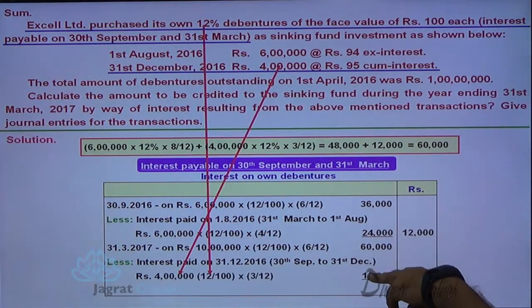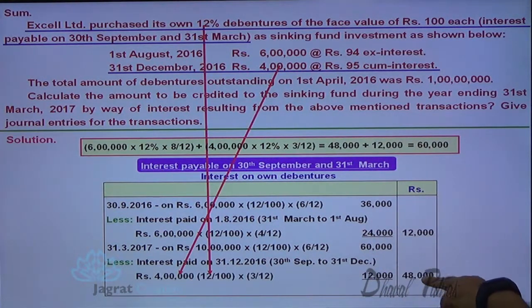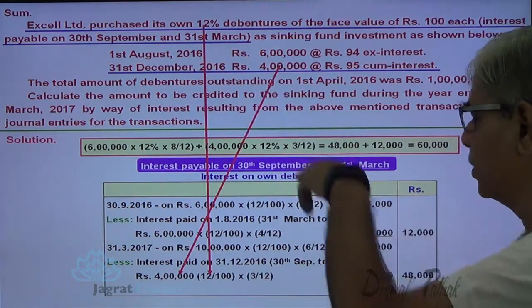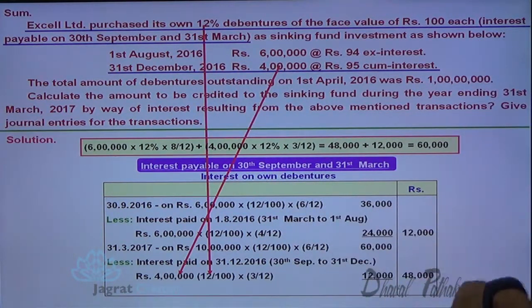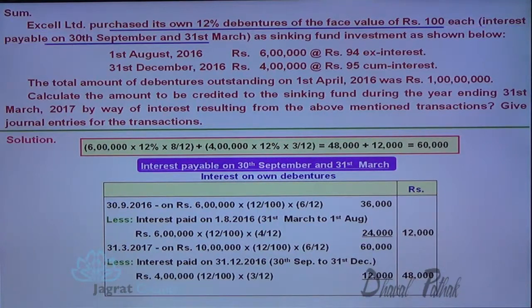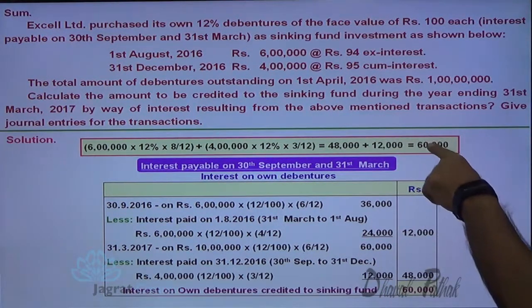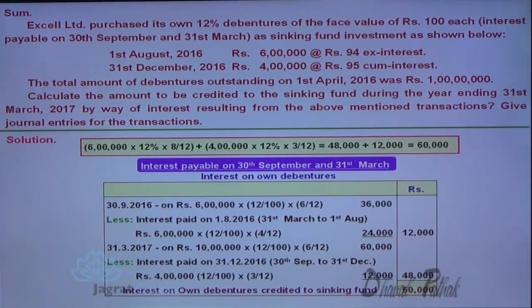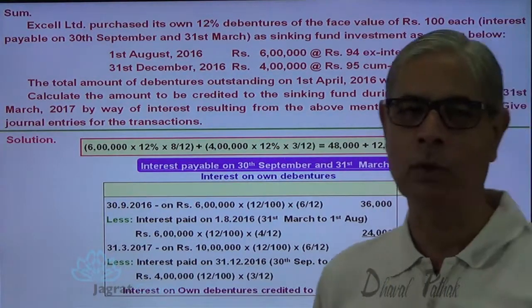So 60,000 minus 12,000, 48,000 is the interest on own debenture that could be credited to sinking fund account as on 31st of March 2017. And the total amount by the end of the year to be credited to sinking fund, 12,000 plus 48,000, works out to be 60,000. So this 60,000 and this 60,000 agree.